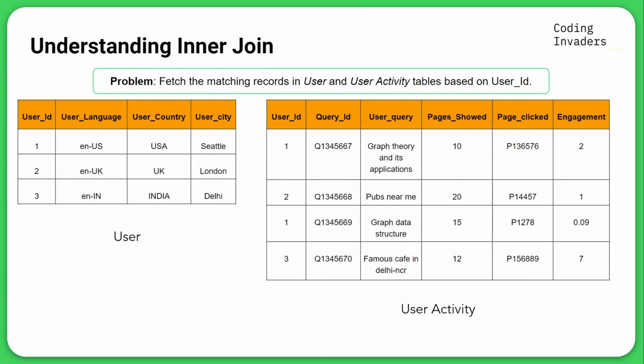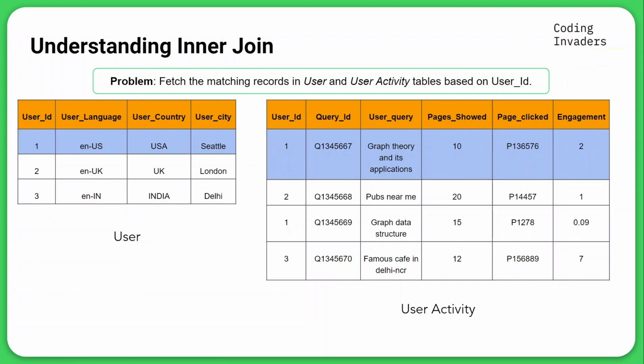Suppose you would like to fetch the matching records in both tables based on user ID, which we can accomplish with inner join. Let's see how we will get the output. Okay. Let's see the first value of the user ID in user activity table. It's 1. Does it match with the user ID in user table? Yes, it does match, right? It is there in your user table as well. Hence, we add these values to our output.